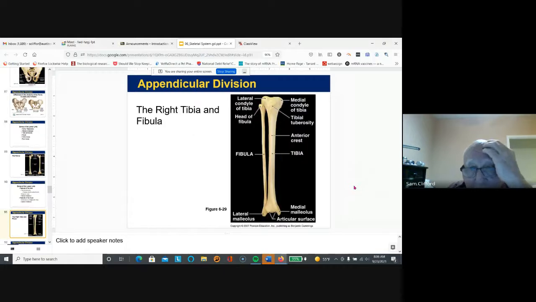Lower limb, there'll be very few questions on the tibia and fibula. You should recognize those bones. There's questions, I think, on the lateral malleolus and the medial malleolus.